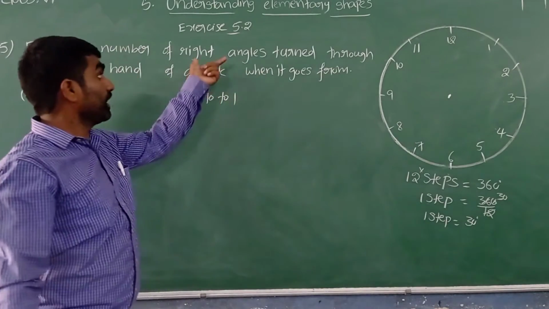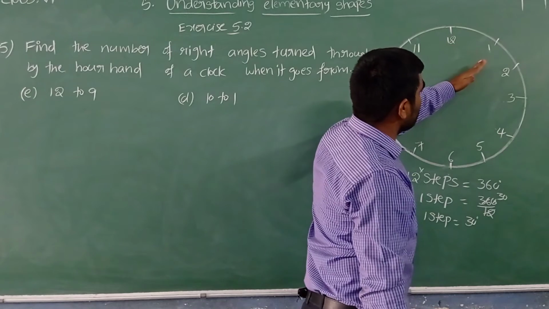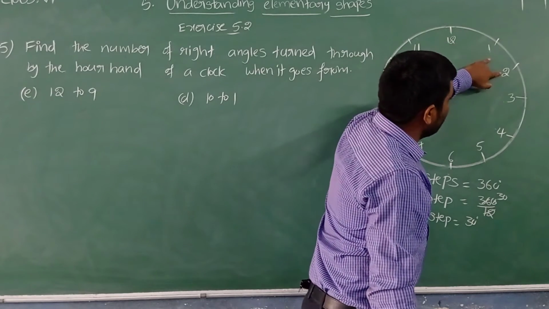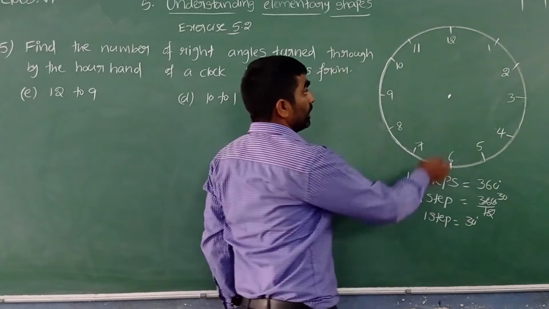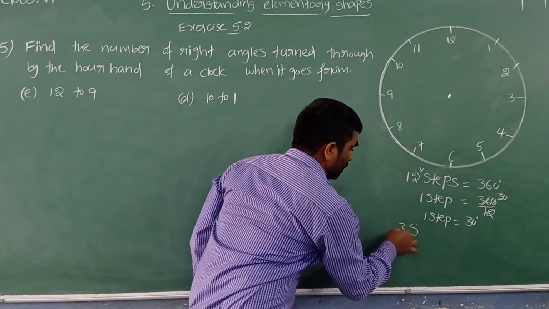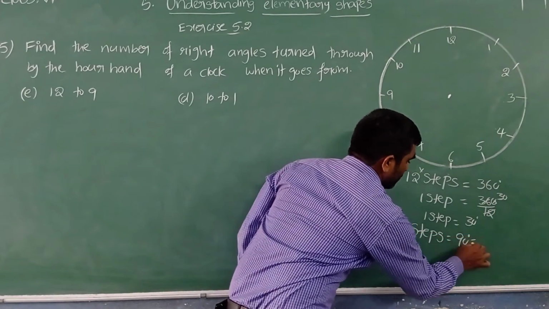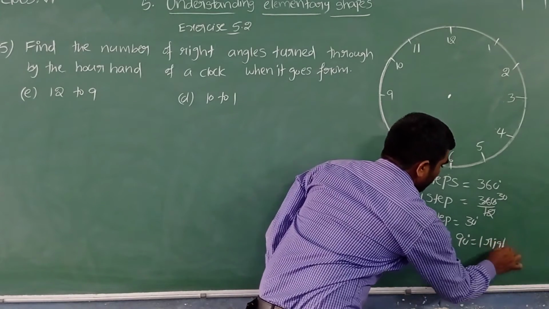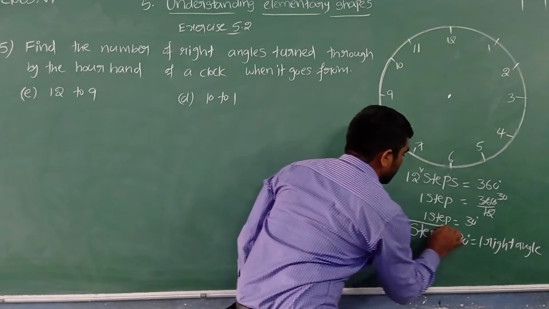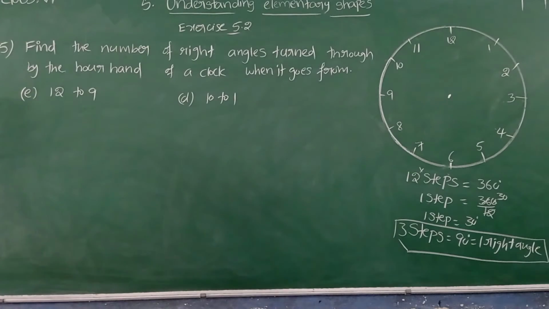But they want how many right angles? A right angle means 90 degrees. If I turn only one step, it is 30 degrees. One more 30, one more 30. So 30, 30, 30. To get a right angle, how many steps do we need to turn? 3 steps. Now we can write: 3 steps we consider as 90 degrees, which is equal to 1 right angle.